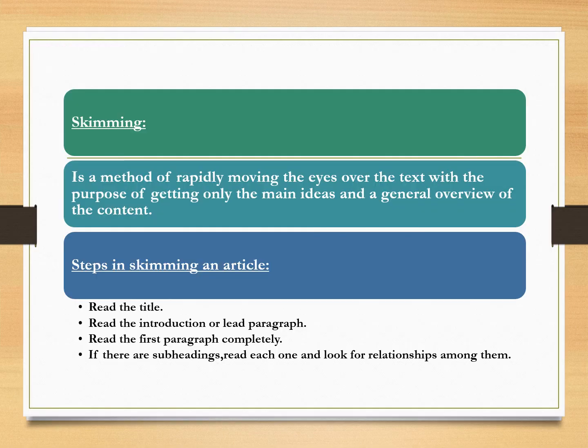Skimming. Skimming is a method of rapidly moving the eyes over the text with the purpose of getting only the main ideas and a general overview of the content. Steps involved in skimming are as follows: read the title, read the introduction or lead paragraph, read the first paragraph completely. If there are subheadings, read each one and look for relationships among them.